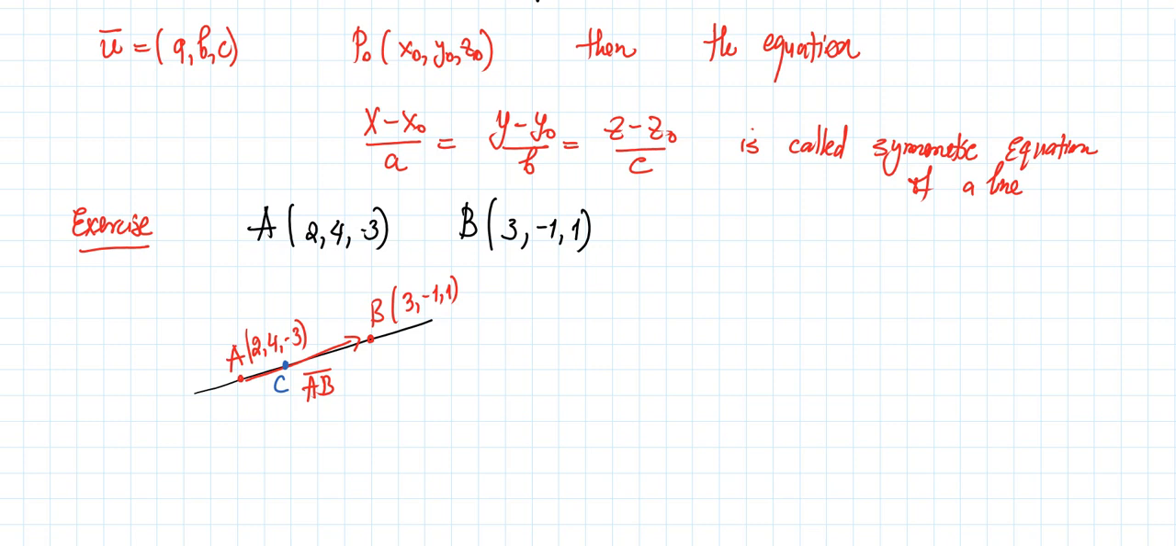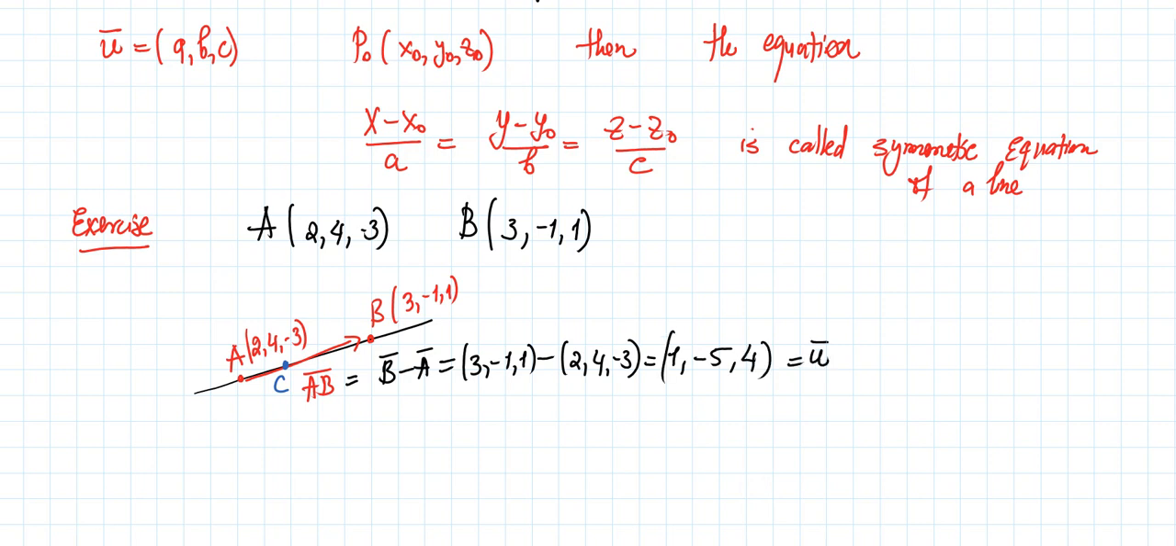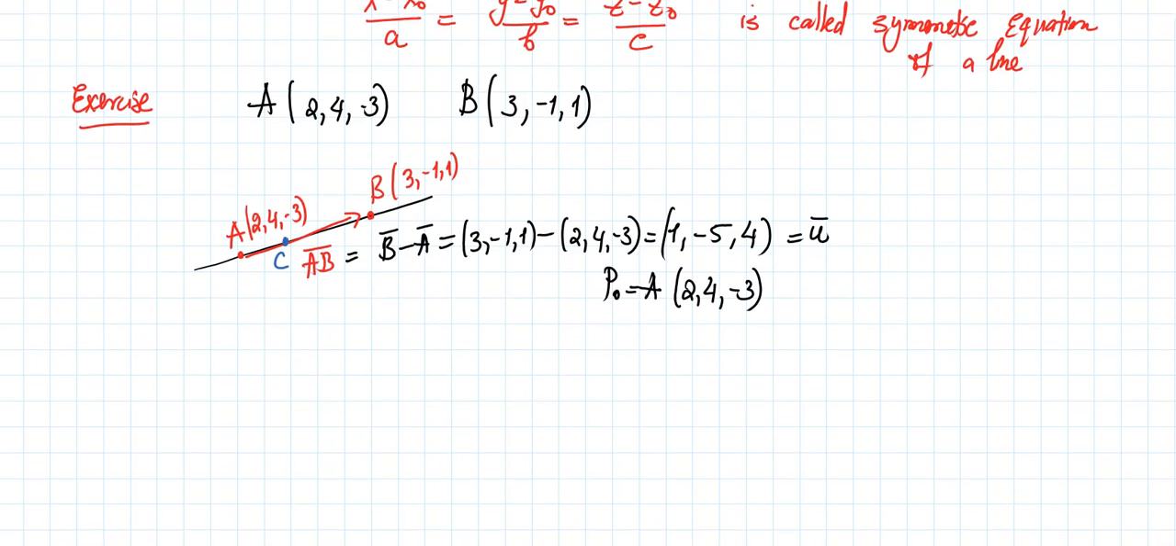So the vector AB is equal to the subtraction of A from B. This is going to be equal to 3 minus 2, minus 1 minus 4, and 1 minus minus 3, right? So this is going to be equal to 1, minus 5, and 4. This is going to be our u vector in our formula, okay? And just choose P0 as one of the points. For example, you can choose this as A or as B. You're going to have the same equation, okay? You can choose this as A, and this is going to be equal to the components 2, 4, and minus 3.